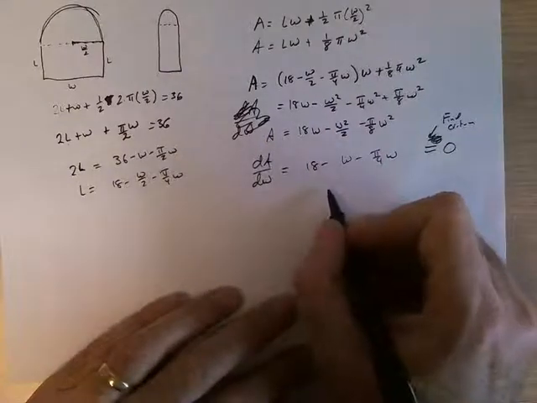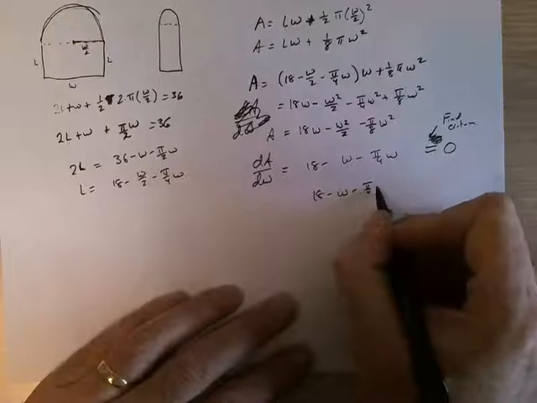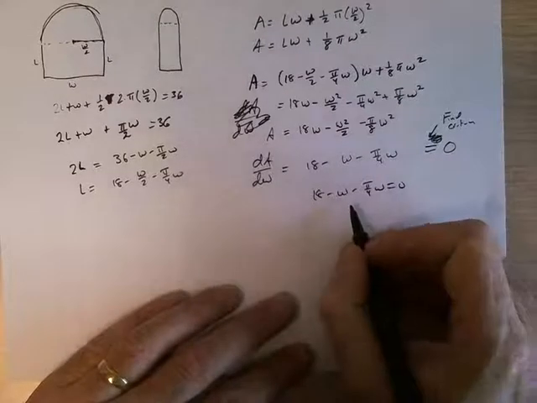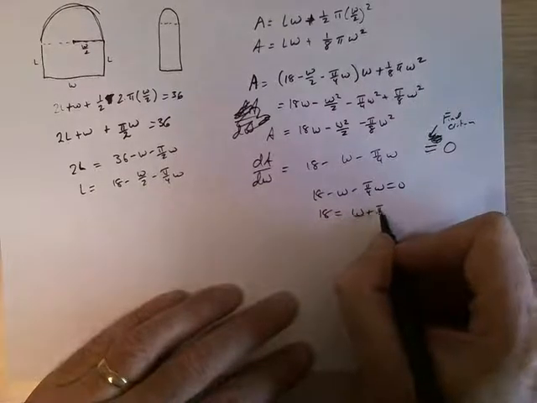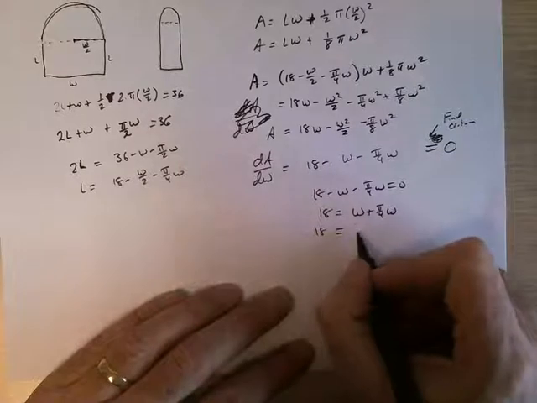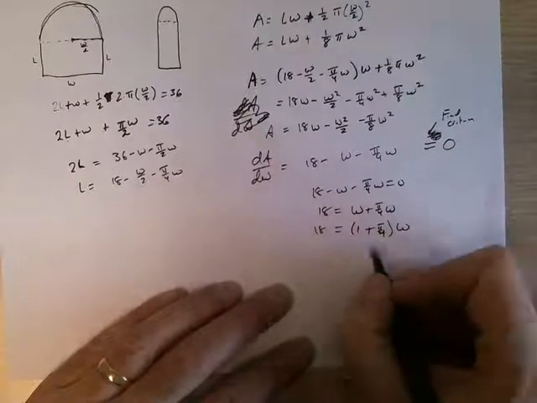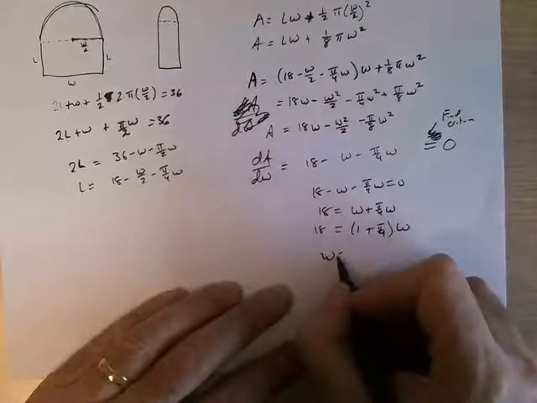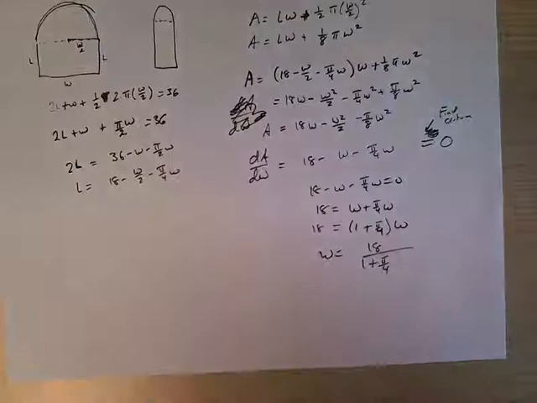So I've got 18 minus W minus pi over 4 W equals 0. I'd write it this way: 18 equals W plus pi over 4 W, and then factor the W out. So 18 equals 1 plus pi over 4 times W, and divide by that stuff. So W equals 18 divided by 1 plus pi over 4, whatever that is.